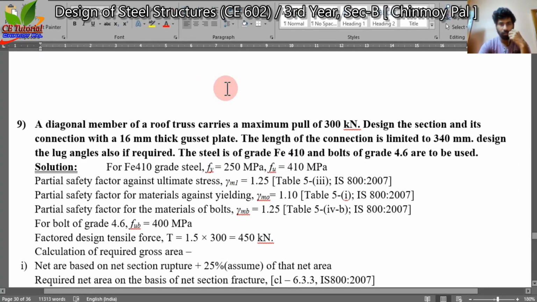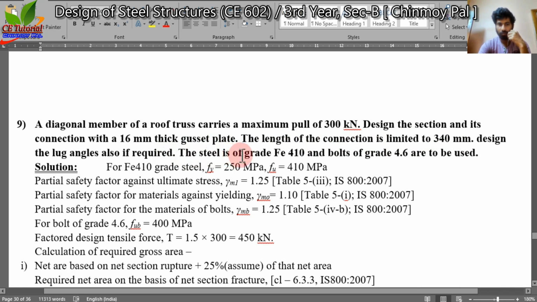My dear students, today we shall start another design of tension member. The problem is a diagonal member of a roof truss carries a maximum pull of 300 kN. Design the section and its connection with a 16 mm thick gusset plate. The length of the connection is limited to 340 mm. Design the lug angle also if required.